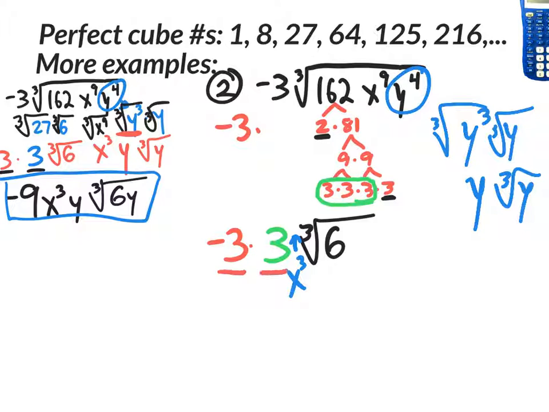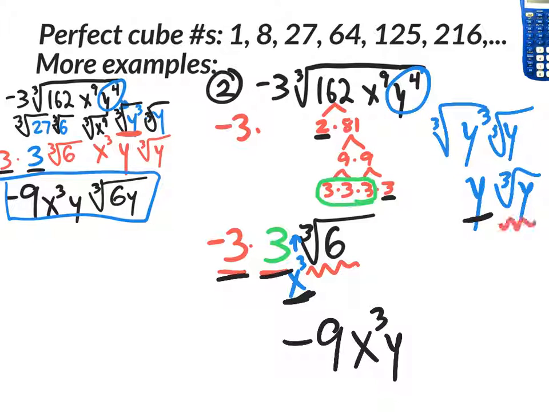What is negative 3 times 3? That's negative 9. Let's not forget about this x to the 3rd that we're trying to squeeze in there. And we also have a nice y on the outside. And we have the radicals that we're going to put together. We're going to put the cube root of 6 and the cube root of y together. So that's going to be the cube root of 6y.